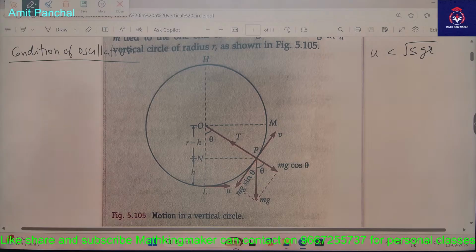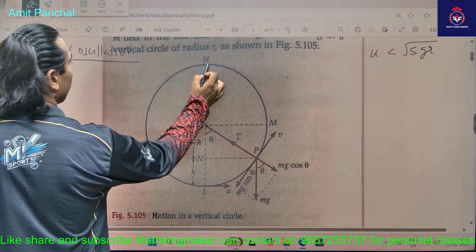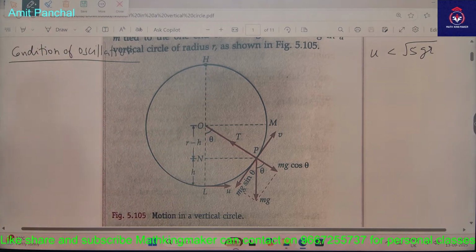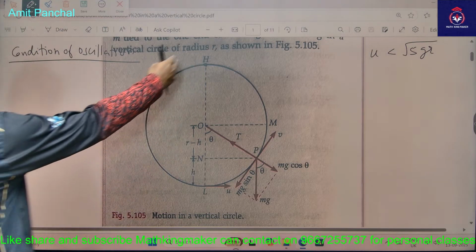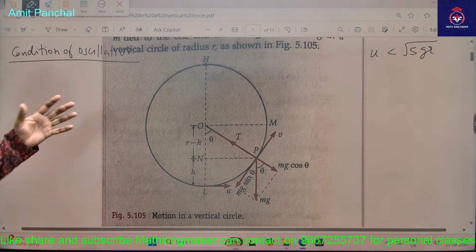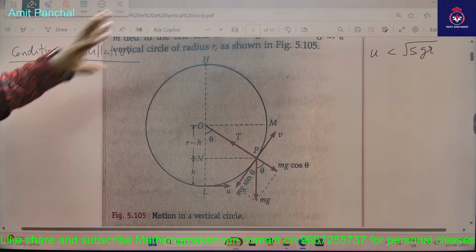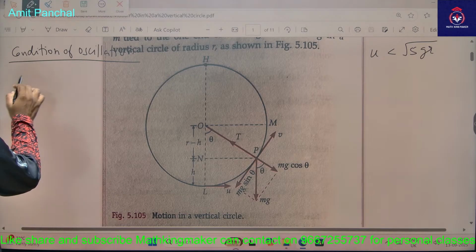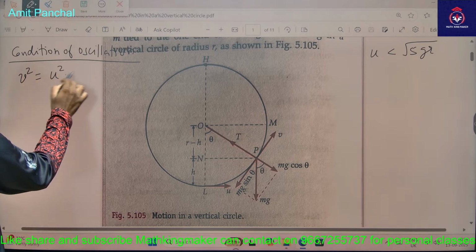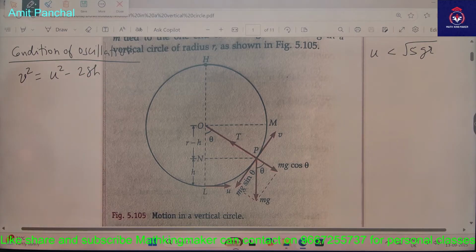Now we are supposing that its velocity at h becomes 0. Suppose the velocity of the body becomes 0 at height h1. It is not going up to the highest point. Suppose the velocity becomes 0 at some certain point. So we have read that v square equals u square minus 2gh.